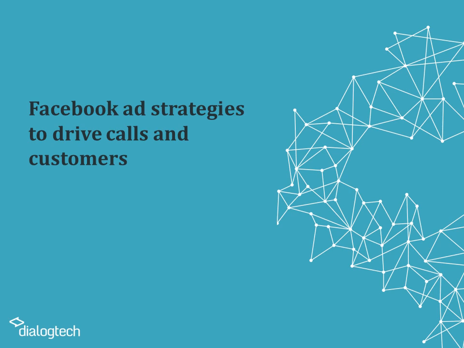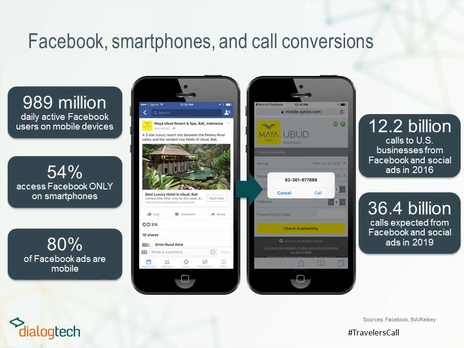So I'm going to go through a couple of channels and strategies for how to do that, starting with Facebook. Facebook is predominantly a mobile channel. Almost 1 billion daily active users on Facebook are engaging on their smartphones and mobile devices. And over half of people who use Facebook only ever access it on their smartphones. They never log in on their desktops or laptops or tablets. It's a mobile-only, smartphone-only platform. And you can see that's why 80% of the spend for advertisers on Facebook is for mobile. 80% of the ads on Facebook are for mobile.